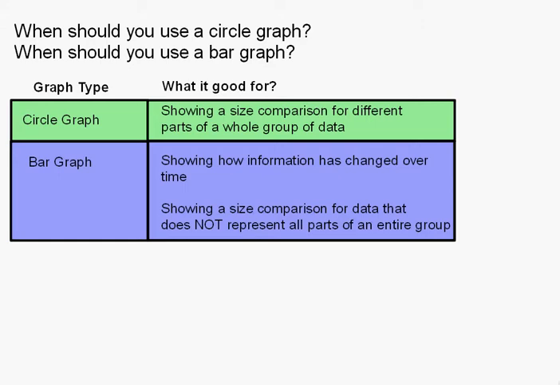So the question you're looking at today is when do you use a circle graph and when do you use a bar graph? You'll be looking at both those types today. A circle graph's great if you're looking at comparing the size of different kinds of information, if the things you're comparing are part of a whole group of data.